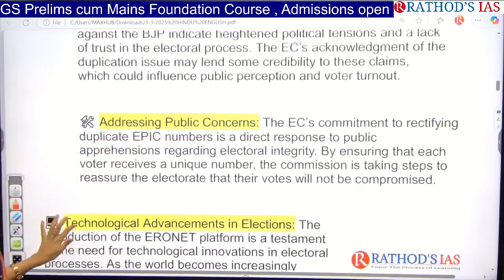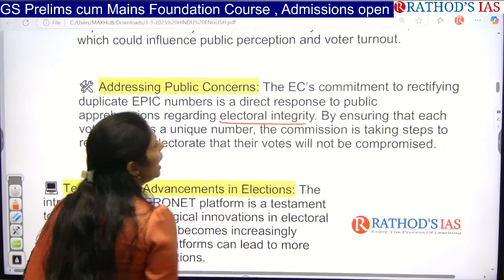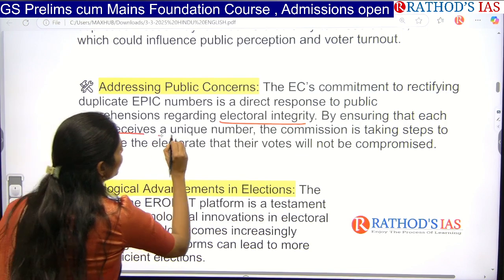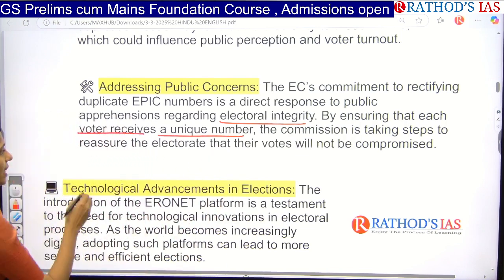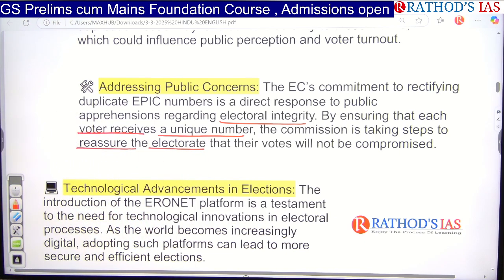And even the Election Commission wants to address public concerns, for example, regarding electoral integrity. And how are they going to ensure this? Each voter receives a unique number, and now the Commission is taking steps to reassure the electorate that their votes will not be compromised.